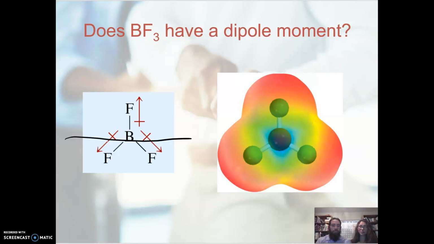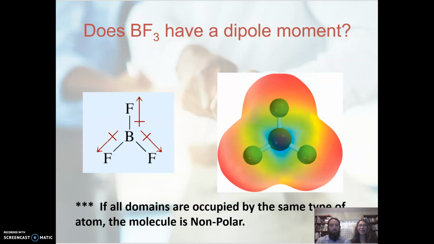And so if all occupied domains are the same atom, so we have no lone pairs, and all of the atoms that are around that central atom are the same, then you will have a nonpolar molecule. That's a great tip.